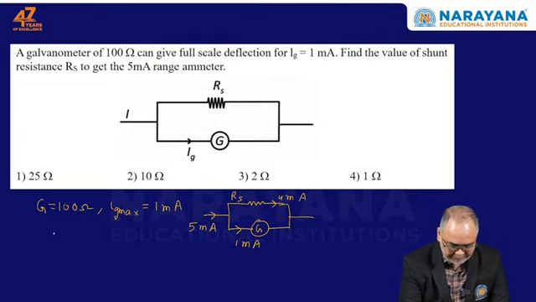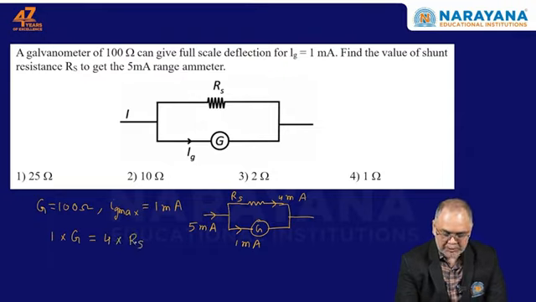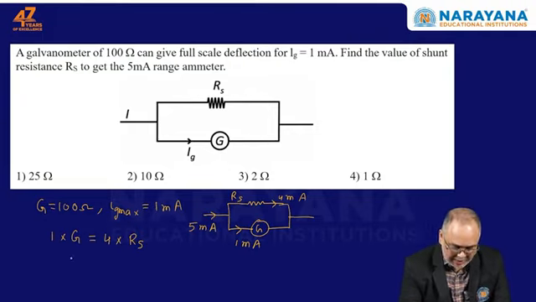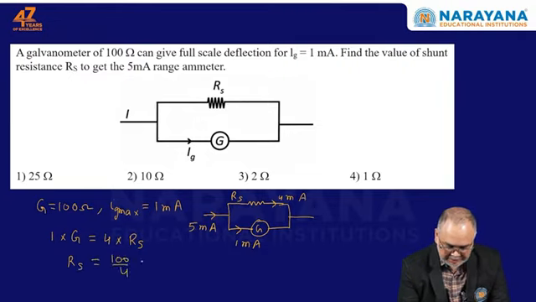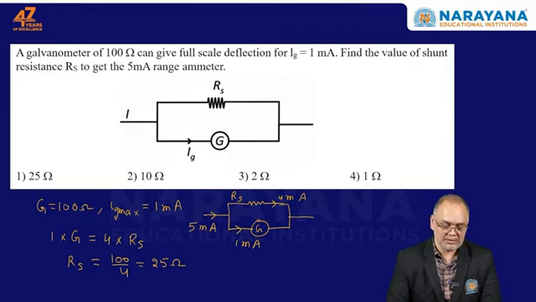We can write 1 into G is equal to 4 into Rs. Both sides are in milliampere, so the unit is the same and will cancel out. So we can write Rs is equal to G, which is given here as 100, divided by 4, so that is equal to 25 ohms. This is the required resistance. So the answer is option 1.